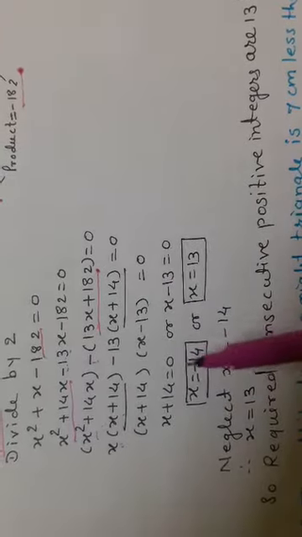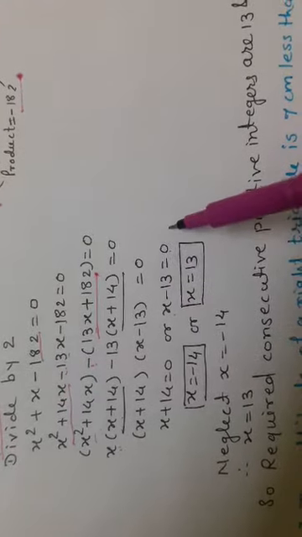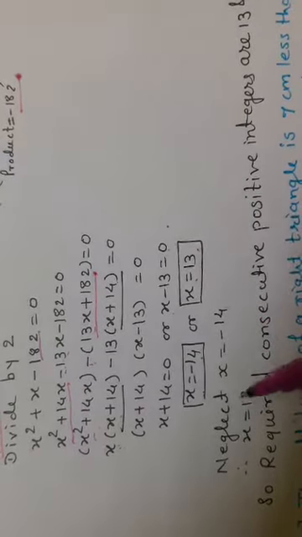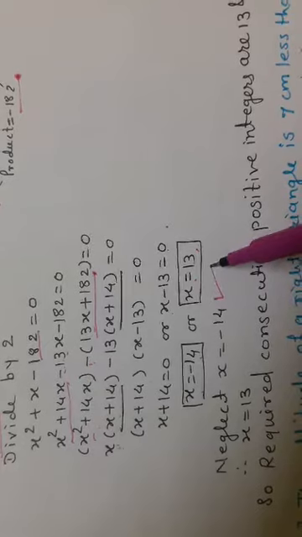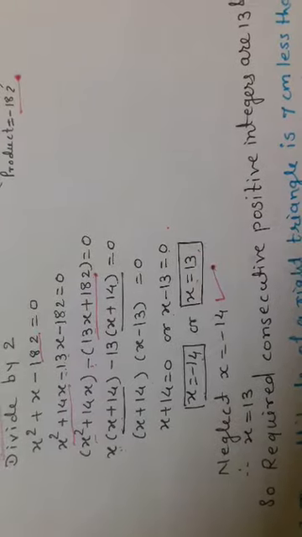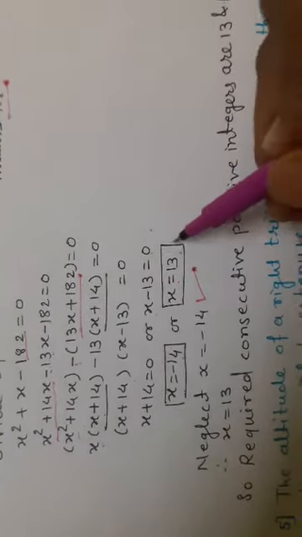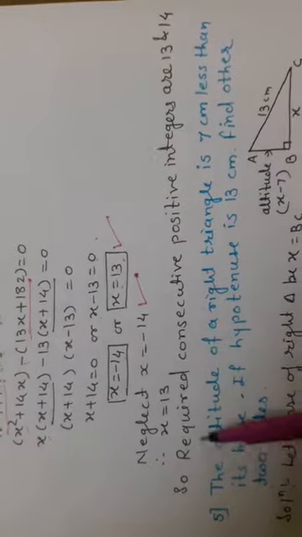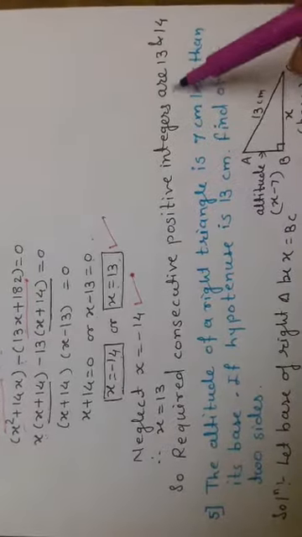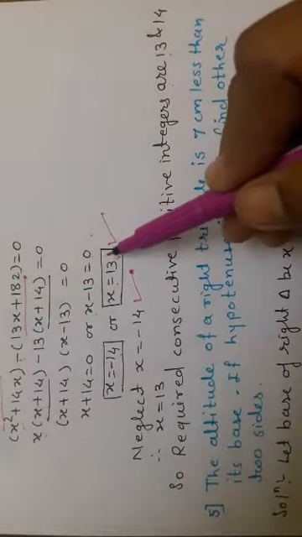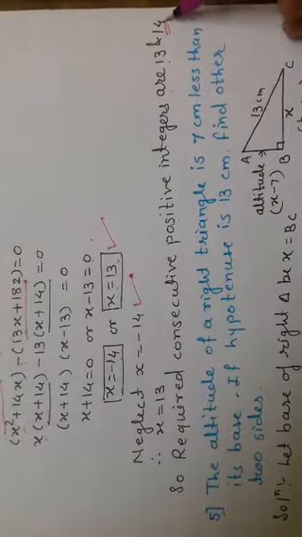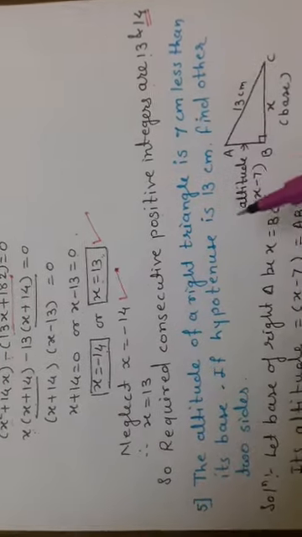x plus 14 is equal to 0, or x minus 13 is equal to 0. x is equal to minus 14, x is equal to 13. We neglect x is equal to minus 14 because they asked for a positive integer, and we got x is equal to 13, which is a positive integer. So the required consecutive positive integers are, first is 13. When we add 1, we get 14 as the second positive integer.